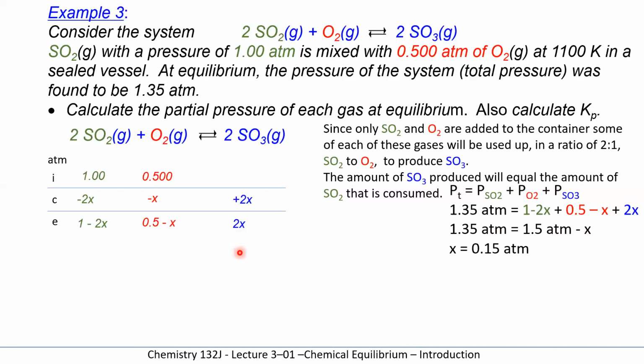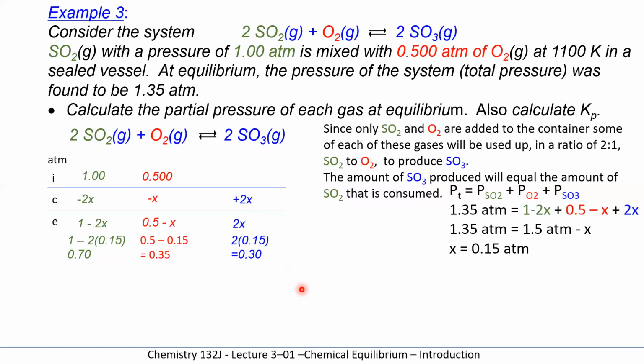We were asked to calculate the quantities of each of the gases. So we now know the quantity of SO2 will be 1 minus 2x. Well, if x is 0.15, 2 times 0.15 is 0.3, 1 take away 0.3 is 0.7. We know the quantity of O2 in atmospheres will be 0.5 minus 0.15, which is 0.35 atmospheres. And the pressure of SO3 will be 2 times x, which is 0.30 atmospheres.